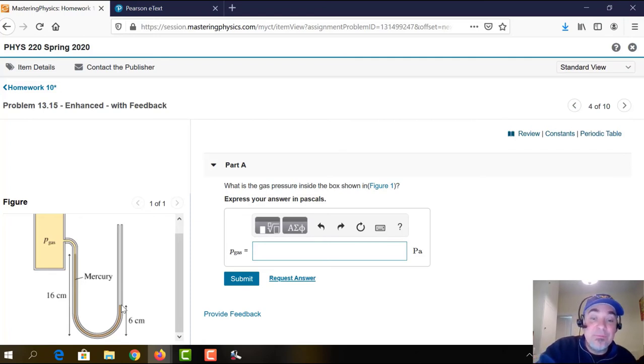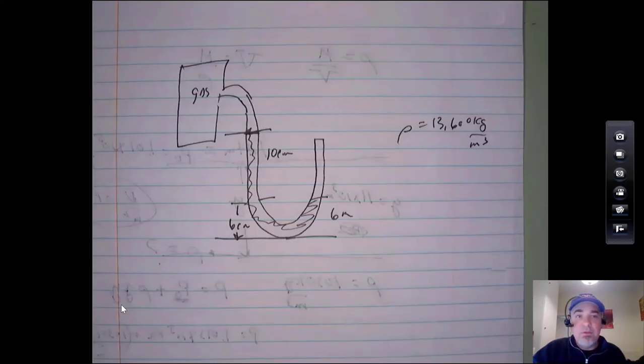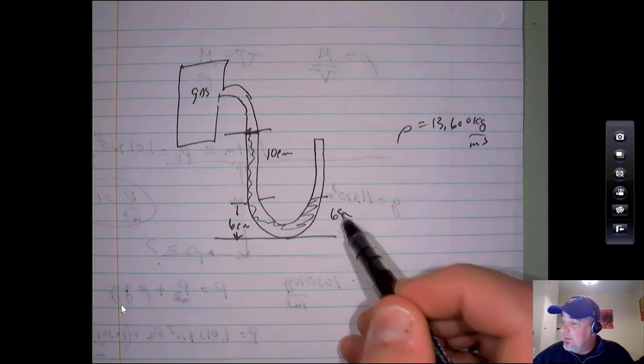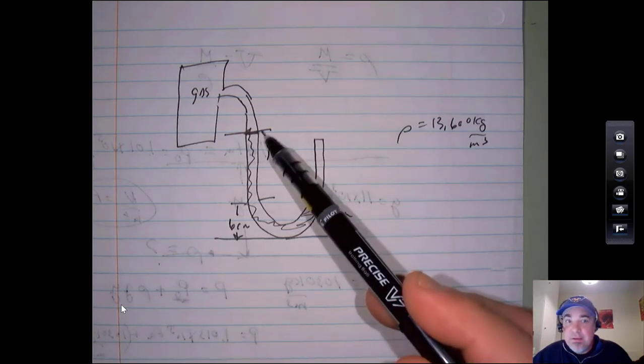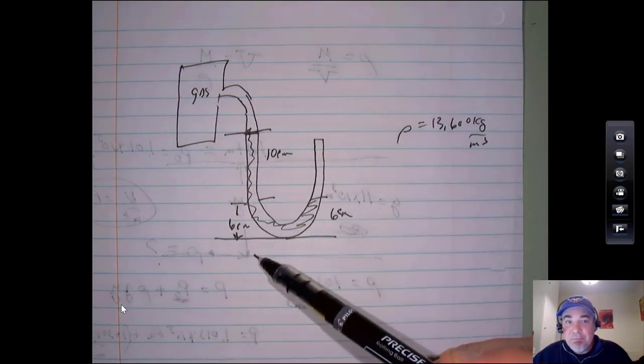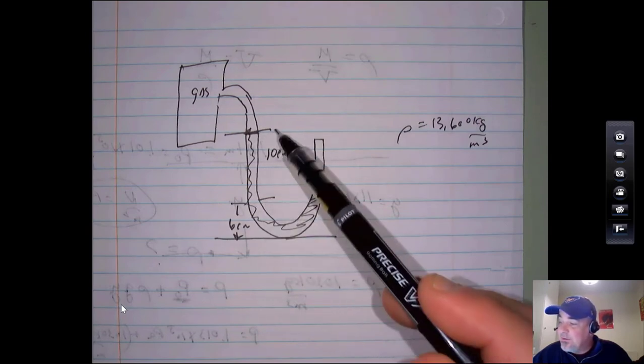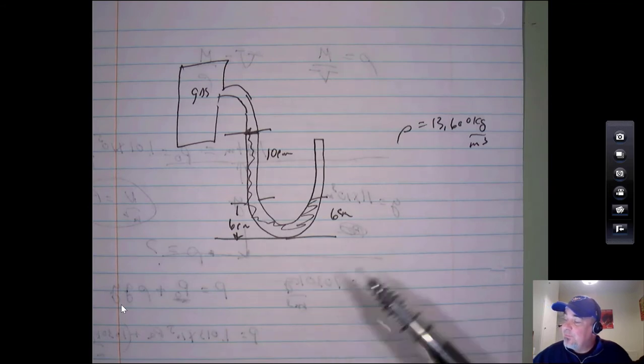This is something called a manometer. Okay, so here's the picture we have. A few different dimensions were given. This was 6 centimeters. This whole thing was 16 centimeters. So now I know that this must be 10, right? From this point up to here, because this is 10, we have another 6.